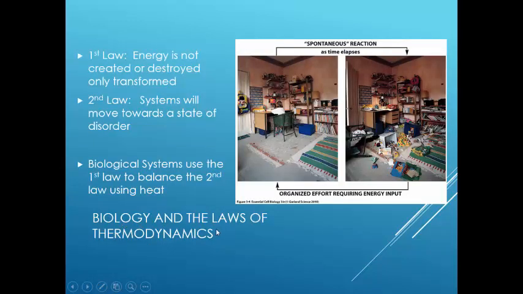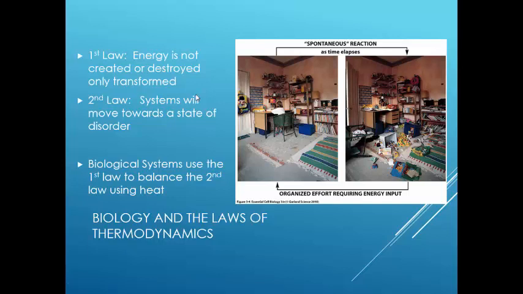Next, let's discuss biology and the laws of thermodynamics. We can never escape physics no matter how hard we try. Just like all other natural phenomena, biology answers to the two laws of thermodynamics. In summary, the first law states that energy cannot be created or destroyed, only transferred. This is the principle that the carbon cycle is built on.